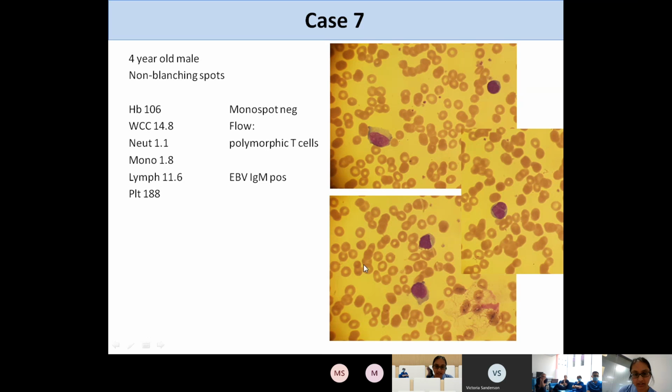And then we did a serology, and it turned out that he was positive for EBV IgM. So this is actually acute EBV infection, but the cells in an EBV infection can be very bizarre and can mimic leukemia. So we've got reactive changes. We've got these rouleaux, stacking of pennies. We've got reactive lymphocytes, but we also have these atypical mononuclear cells.